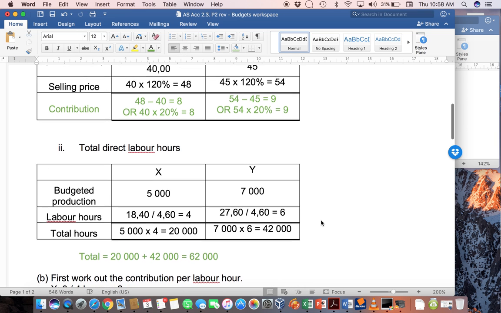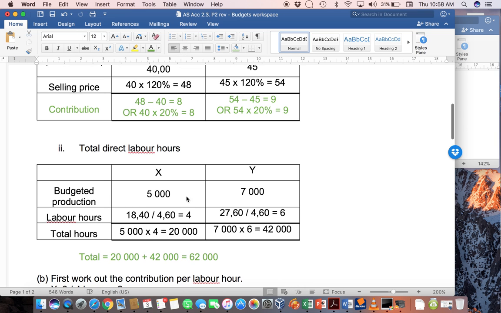If we have a look at X, you can see that the budgeted production for X is 5,000 and Y is 7,000. You don't need to write that, and I've just shown it here to help you understand how we are getting to the answer. The labor hours you can use, as I showed you, your total labor cost per unit divided by the labor cost given per hour, and you can then see that X needs 4 hours to make the product.